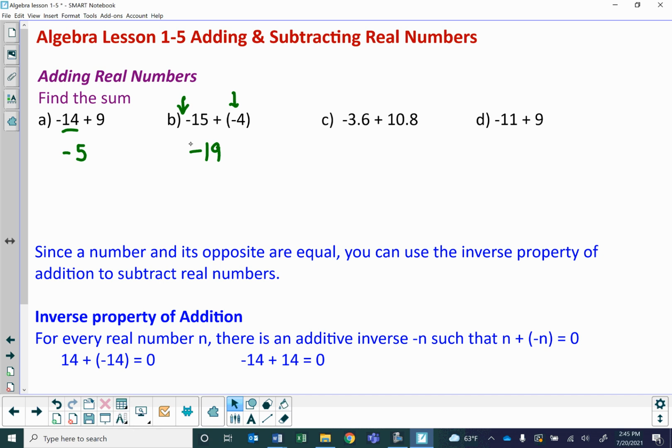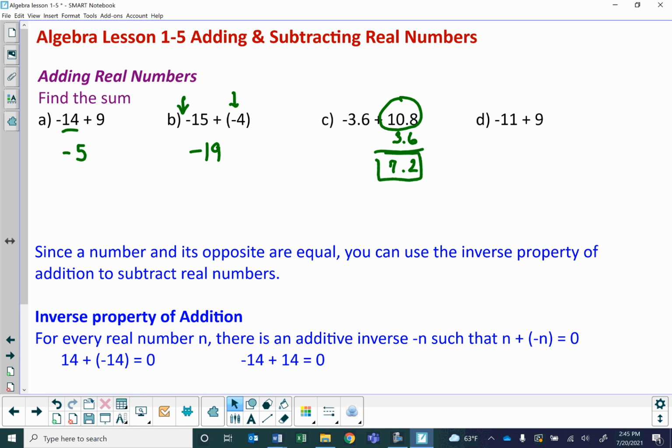Letter C, negative 3.6 plus 10.8. Different signs, so we're going to subtract them. I'm going to subtract 3.6 from 10.8, and that's going to give me 7.2, and it's going to be a positive 7.2, because 10.8 is the larger number and it's positive.